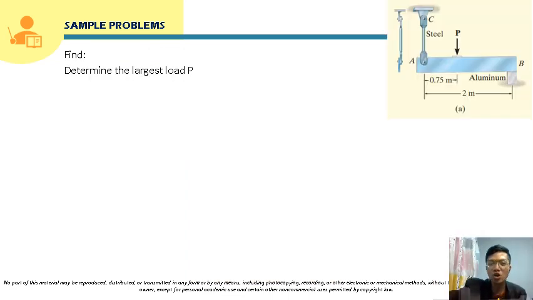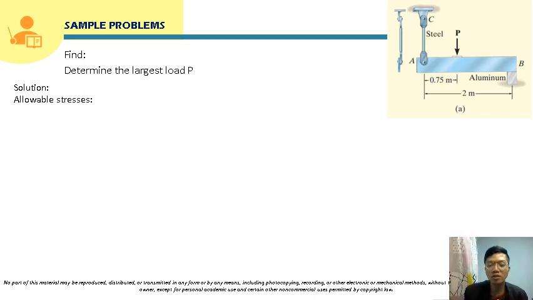Okay, so again, we are going to solve for the largest load P. To start solving this, since the given in the problem are stresses at failure and factor of safety, we have to solve first for the allowable stress. So this is the stress that we are going to use in our computation.